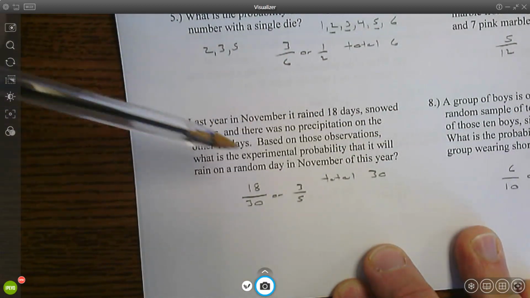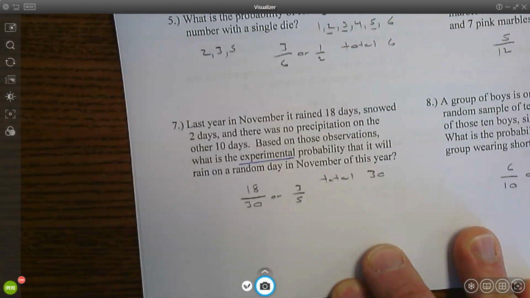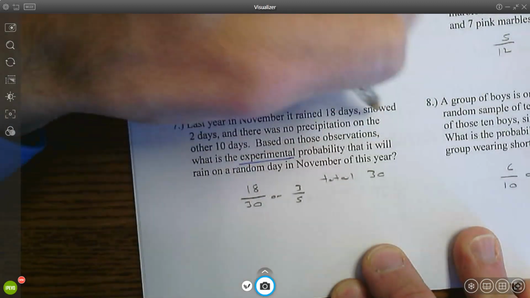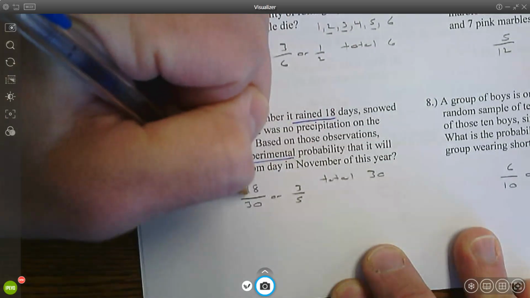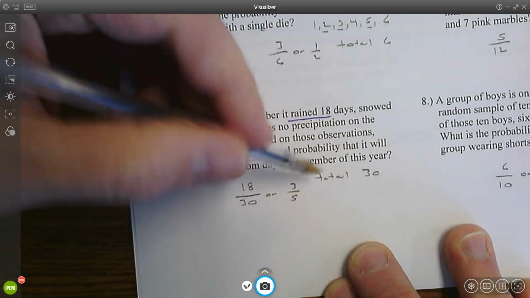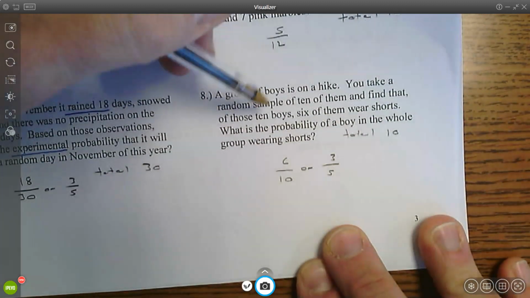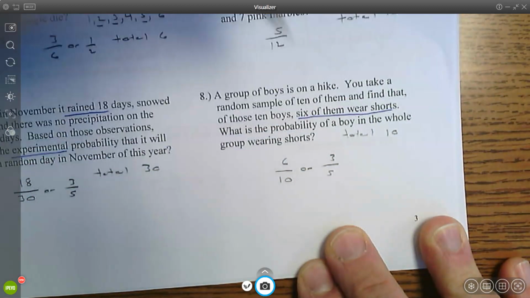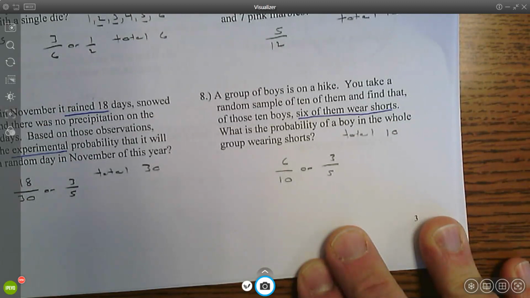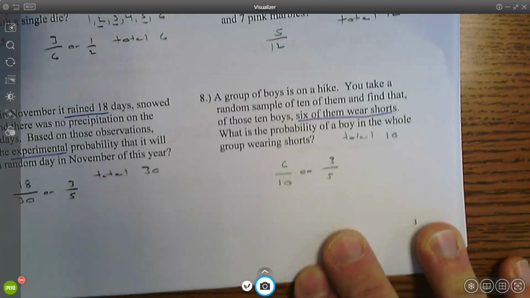Question 7, we want to know, based on these observations, the experimental probability. Well, we had 18 days of rain, and we want to know the probability it's going to rain. 18 out of 30. Or 3/5. November has 30 days, or you could sum up the 18, the 2, and the 10. Boys on the hike, 6 of them wear shorts. So what's the probability that boys in the whole group are wearing shorts? 6 out of the 10.